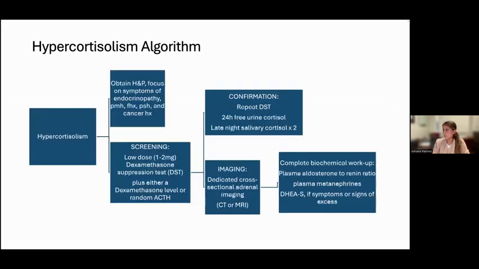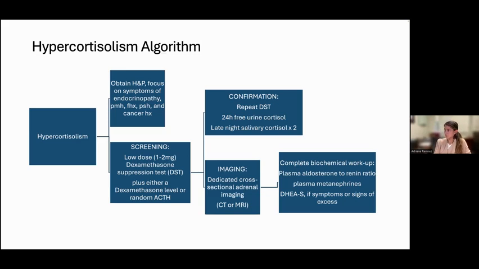So this is just a rough and ready algorithm of how I think about the evaluation of a patient with hypercortisolism. After obtaining my history and physical, my go-to screening test, as it is the most sensitive, is the low-dose dexamethasone suppression test. I do that with either a concurrent dexamethasone level or a random ACTH performed prior to the DST. If the cortisol fails to suppress, that is a positive screening test. I then proceed with confirmatory testing, and that can be either a repeat DST, which normally I do with a higher dose of dexamethasone, usually 2 milligrams instead of 1 milligram, or you can do a 24-hour urine free cortisol level or multiple late-night salivary cortisol tests.